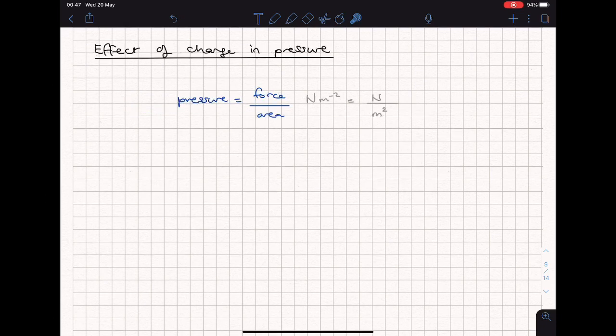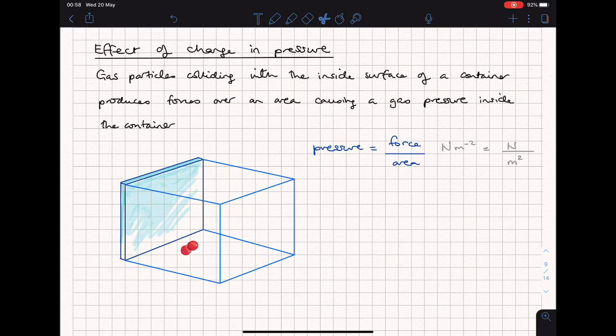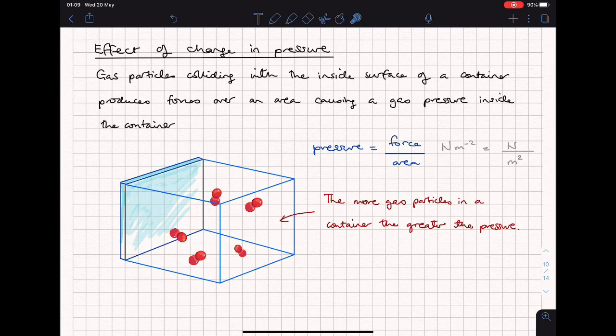So from GCSE you may know that the equation for pressure is force divided by area, or force over area. Simply put, if a force acts over an area of a surface, we produce a pressure. So gas particles colliding with the inside surface of the container walls produces the forces acting over the area of the container walls to produce a gas pressure. The more gas particles there are inside the container, the more collisions or forces acting on the container walls there will be, and so will lead to a greater gas pressure.